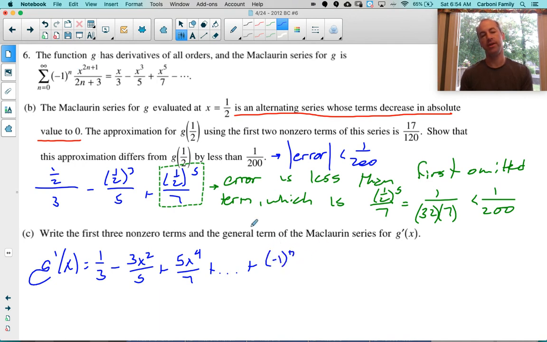So -1 to the n will bring down the 2n plus 1. And we'll subtract that from the x. So x to the, whoa, what am I doing there? So 2n plus 1. X to the 2n, if you subtract 1, that'll just be x to the 2n all over 2n plus 3. Plus ... and there are your first three terms and the general term. So I think this question got progressively easier, which is atypical for a free response question.